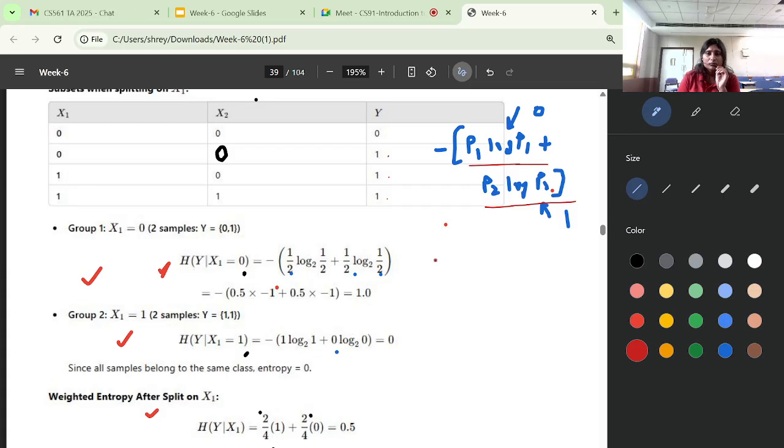P1 should be probability of x1, right, ma'am? Then what is P2? Probability of x2? No. P1 means these variables. If I am talking in Y, there are two classes, 0 and 1. So P1 is denoting 0 class and P2 is denoting 1 class. I am talking like this.